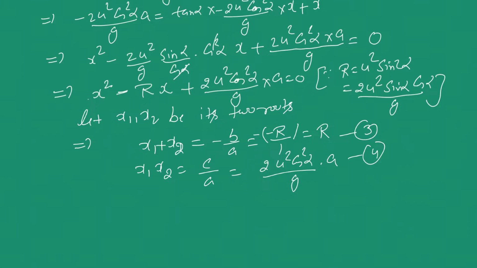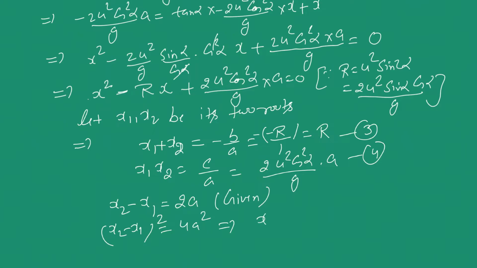We know that x2 minus x1 is equal to 2a. This is given from equation number 1 also. So x2 minus x1 whole square is equal to 4a square. This implies that this can be written as x2 plus x1 whole square minus 4 x1 x2 is equal to 4a square.